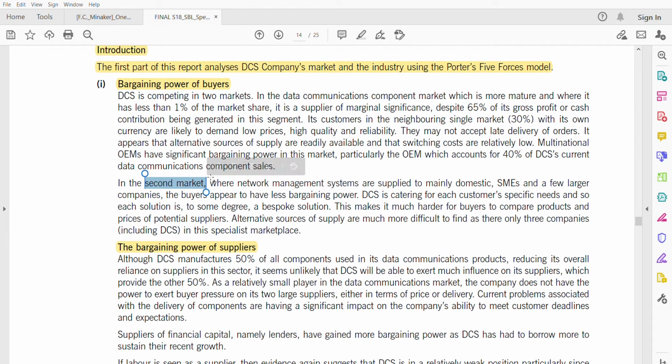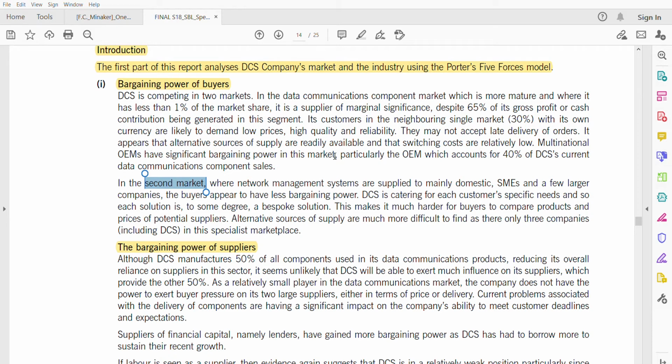Have you seen how nicely they have divided the two paragraphs? In the first paragraph, they mentioned the first market, that is data communication, the main market. In the second paragraph, they explained the second market, which is not so major, which is about the network management and support system. This is how you have to divide. This is how you have to use paragraphs. For two markets, they're using two different paragraphs.